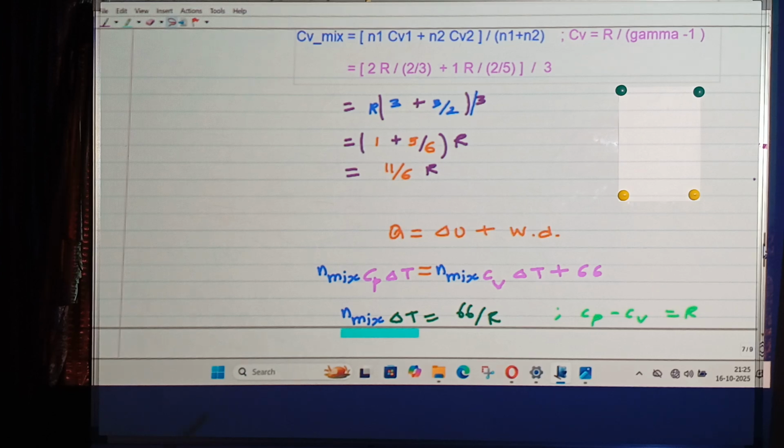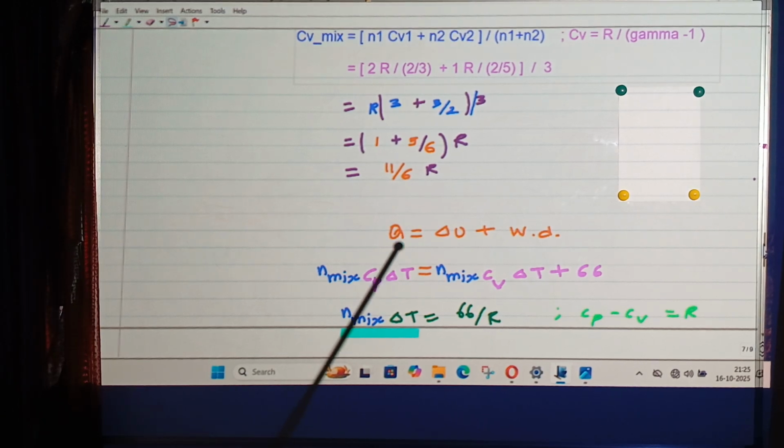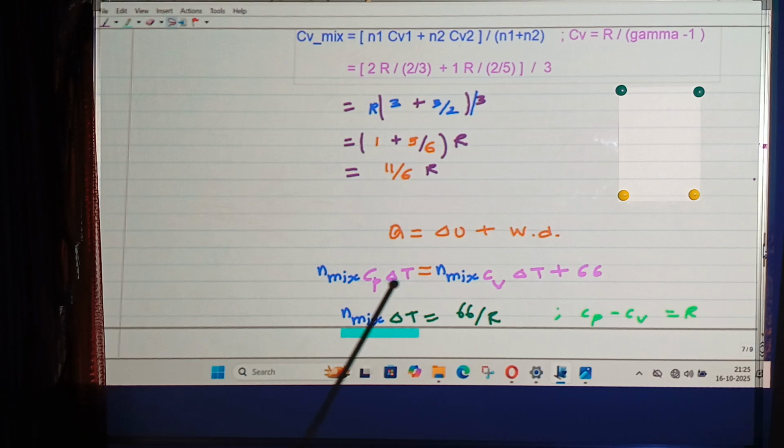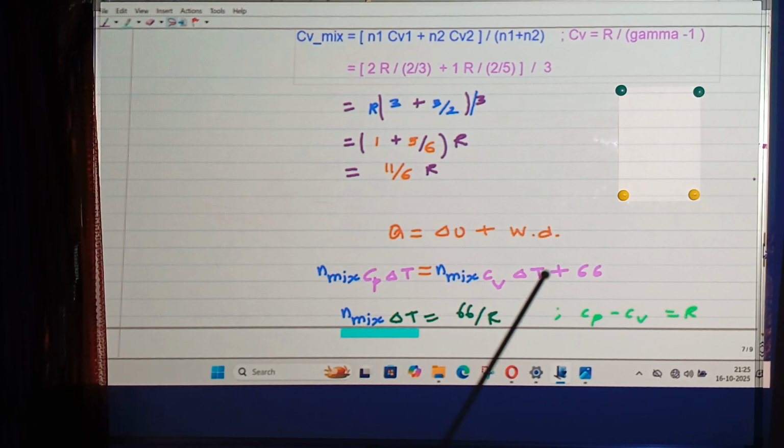And the first law of thermodynamics, Q equal to delta U plus work done, is energy conservation applied to a thermal system. Q for a constant pressure process in a mixture is N Cp delta T. This is a constant pressure process, it's given in the question. And change in energy is always N Cv delta T. This is for a mixture. And the work done is 66 joules, it's given in the question. So if I take this to the left side, it becomes Cp minus Cv, which is equal to R. It's Mayer's relation, a basic formula. So we get N delta T as 66 by R.